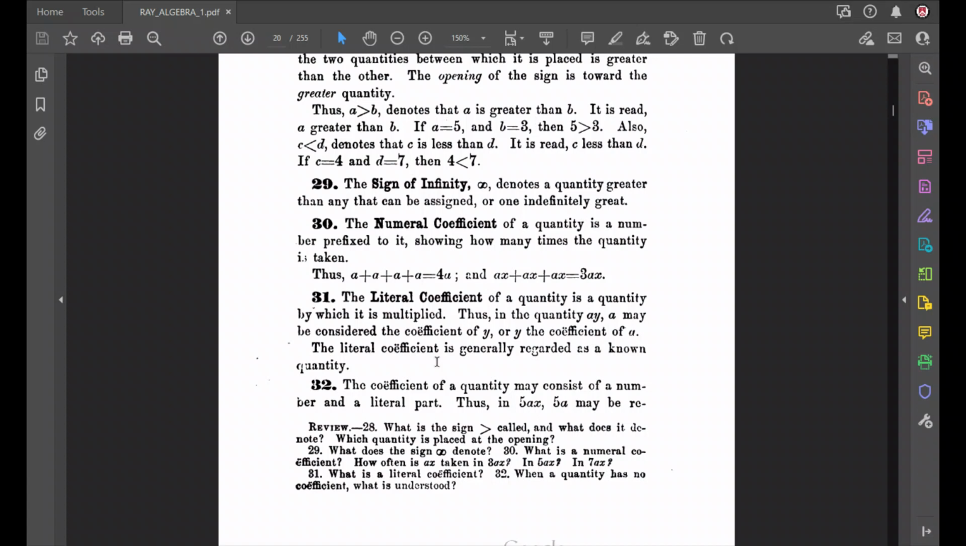numeral and literal coefficients. So the third part of our lesson today will be a more specific review of Articles 30 through 32, and then we'll get into our new material. We talked about multiplication. We talked about factors, numbers that are multiplied together.